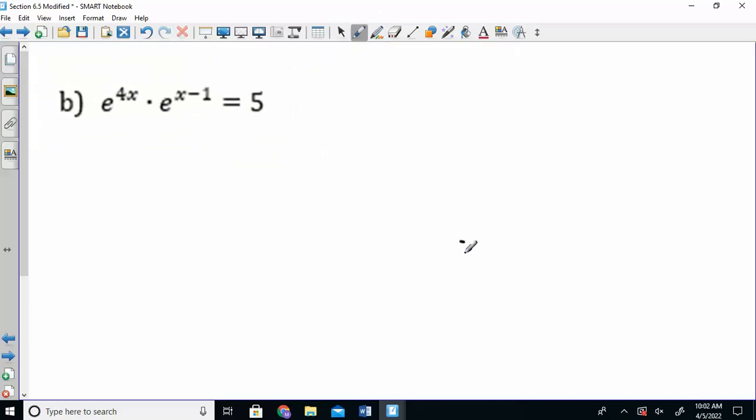Natural log. Right, we talked about when we add these logs, if we have e's, then natural log is helpful. What should I do before I add that natural log? Put those together. You can multiply. When you're multiplying, what do you do with the exponents? Add. So 4x plus x minus 1 would be 5x minus 1.